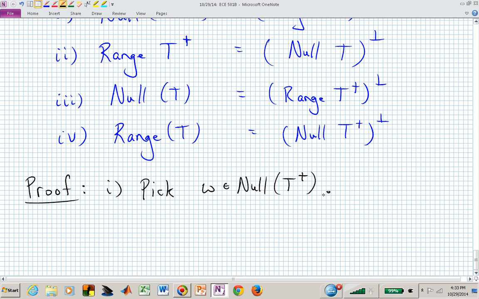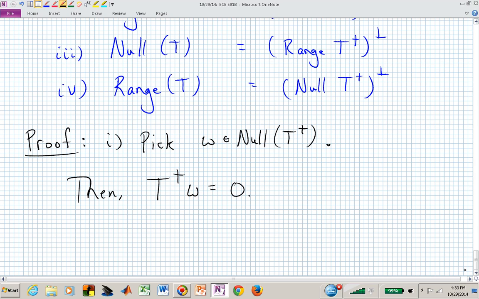So now we're picking a vector that lives in the null space of the adjoint map. What does that mean about T dagger W? It's 0, isn't it? That's by definition. If W is in the null space of T dagger, then if we operate on that vector W with the adjoint map, it better give us 0.